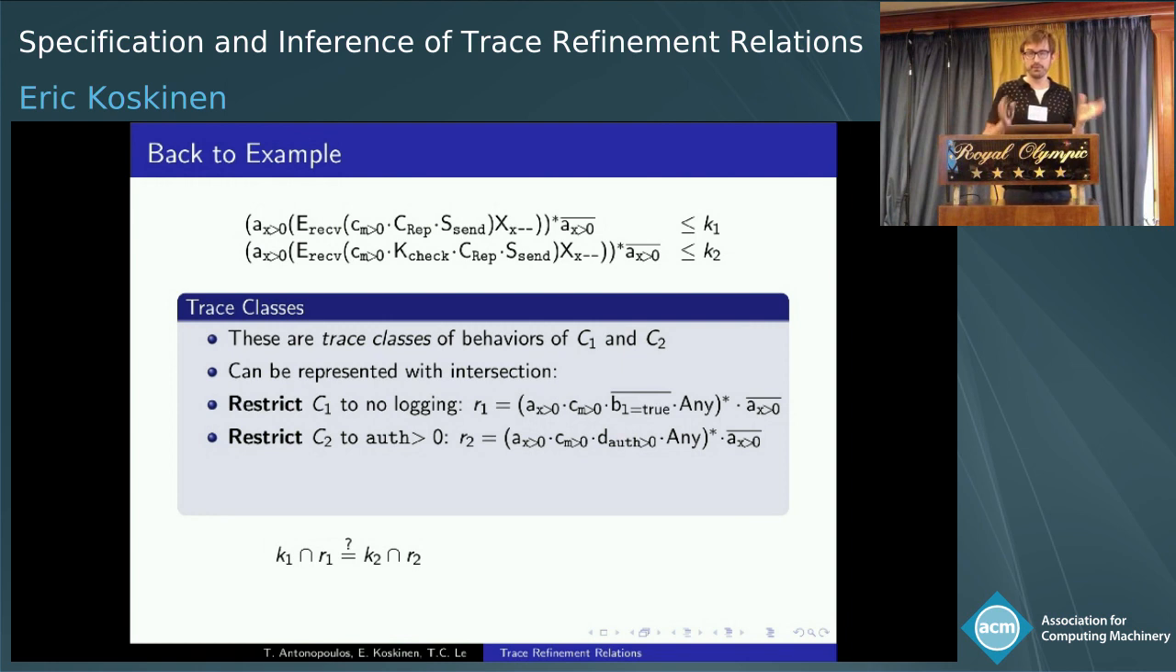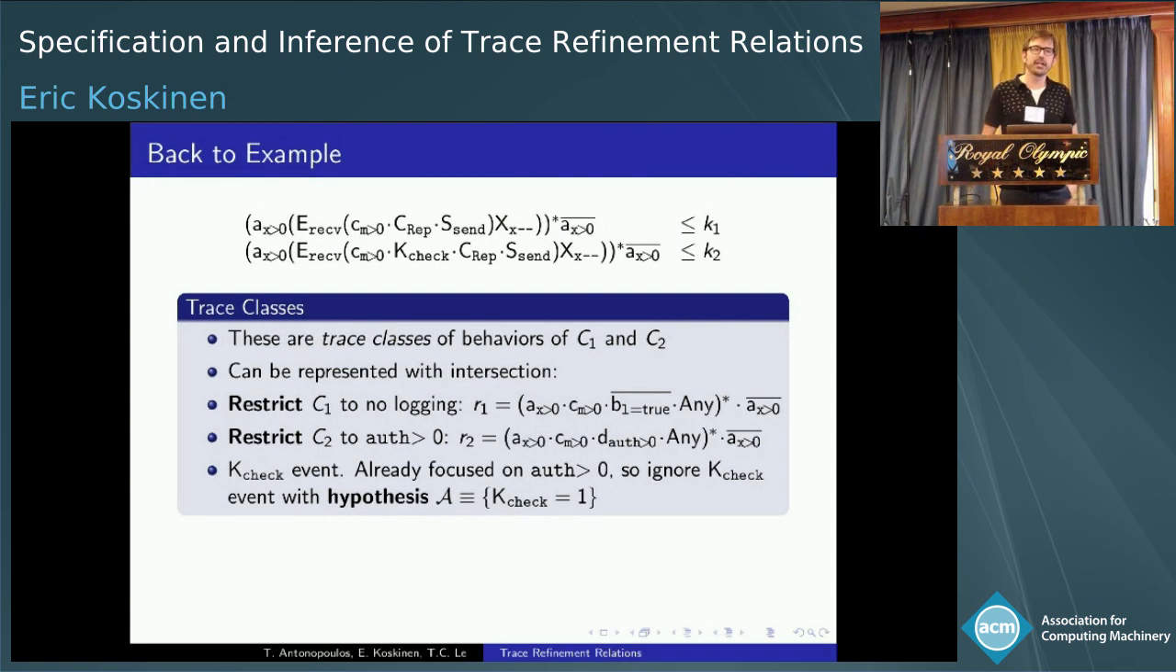Now, once we perform these intersections, do we know them to be equivalent? Well, not quite, because there's this check event that was in K2 that wasn't in K1, as you can see up on the top. But we've already focused on executions where authentication succeeds. So in some sense, it's sensible to ignore this check event. And we can do that by introducing a hypothesis into the cat, which says that this check event is equivalent to 1, which basically means skip in cat.